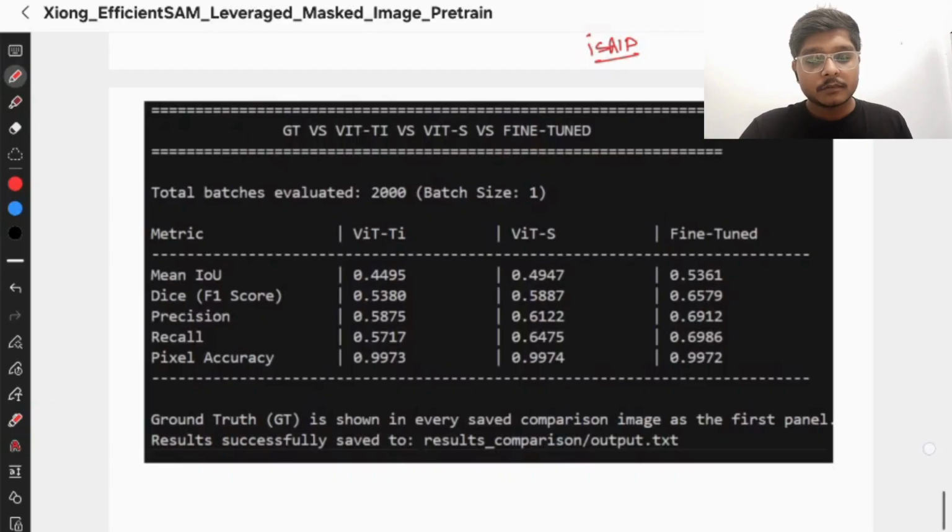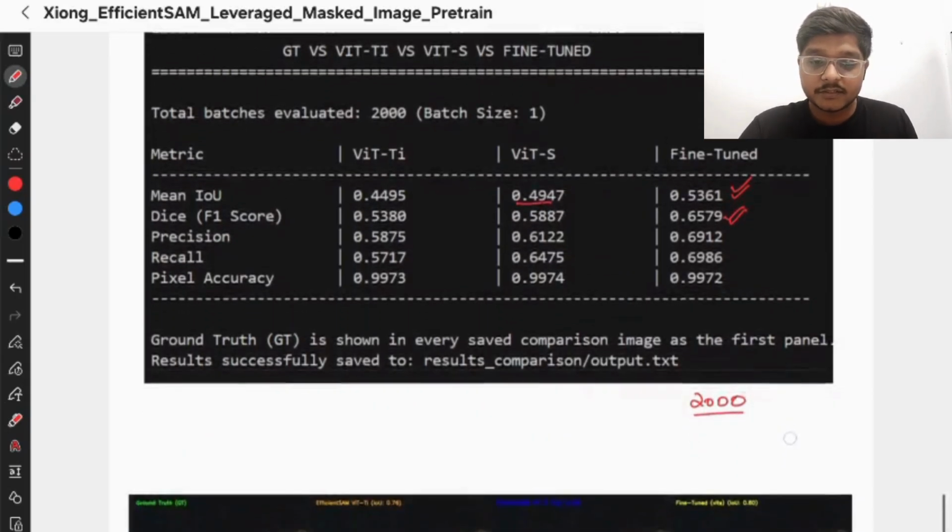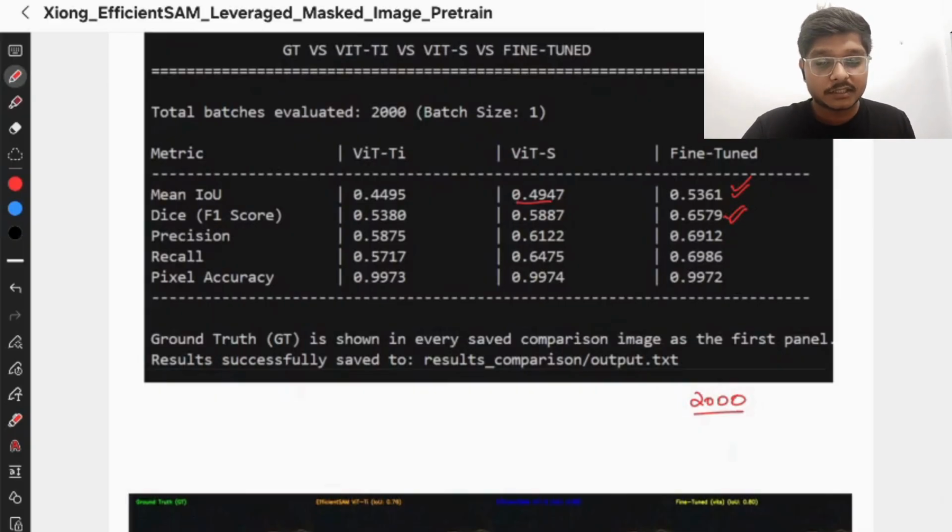So now look at the metrics. For quantitative analysis, the metric mean IOU has improved to 0.5361 from the baseline ViT-S model, which was 0.497. Similarly, the Dice score also improved to 0.6579, and it was 0.5887 in ViT-S. And the metrics like precision and recall both saw a substantial climb, with precision reaching 0.6912 and recall 0.6986. This balanced growth proved that our fine-tune didn't just make the model more aggressive at finding objects, but also more accurate in its classification.